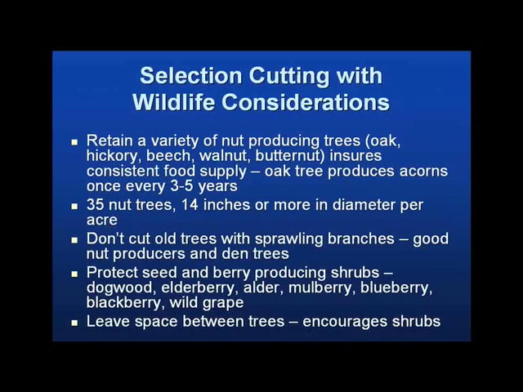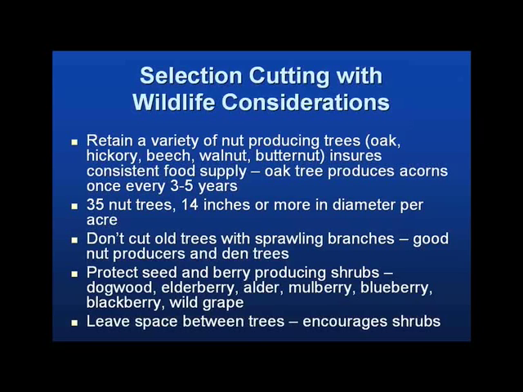Some considerations if you're going to do a selection cutting would be to retain a variety of the nut-producing trees. You want to hang on to some of your oaks, hickory, beech, walnut, any of those nut-producing trees. You don't want to go in and harvest all of your oak trees or all of your walnuts. You want to keep a diversity, and it also will help to ensure a consistent food supply. So an individual oak tree will produce acorns once every 3 to 5 years. So by having different species, that will help make sure that there's some nuts available each year.